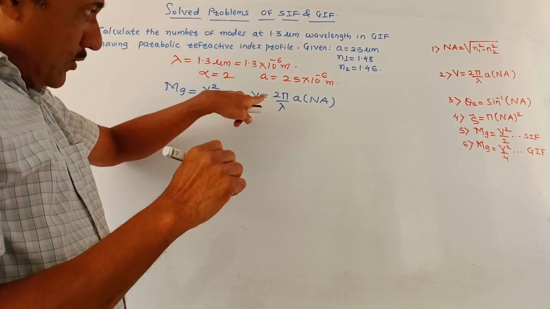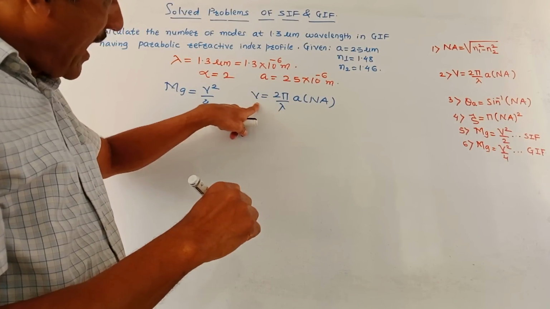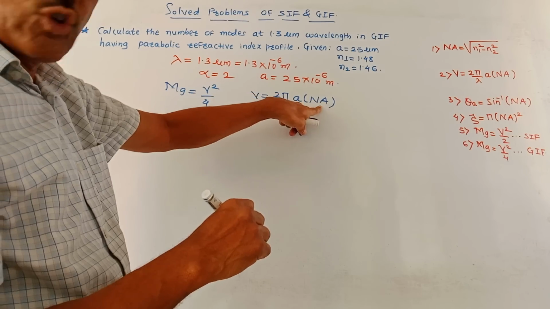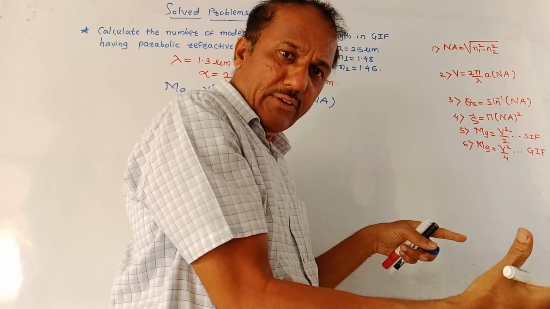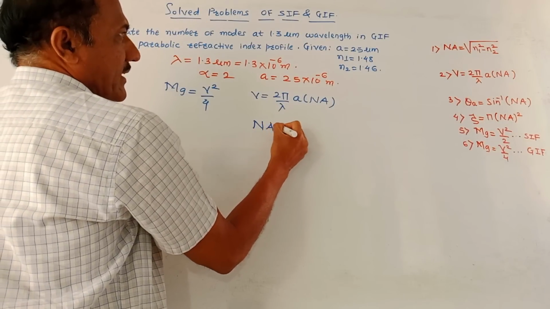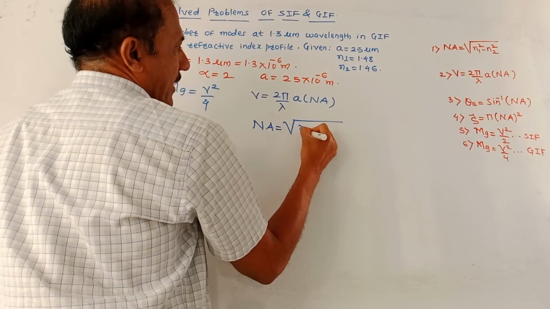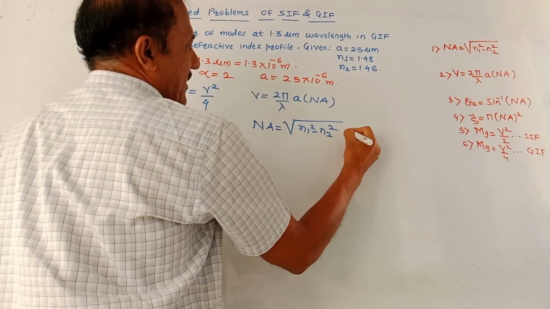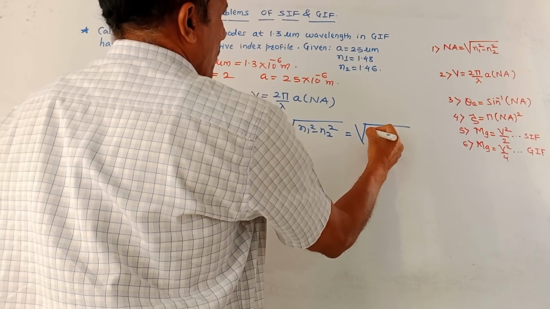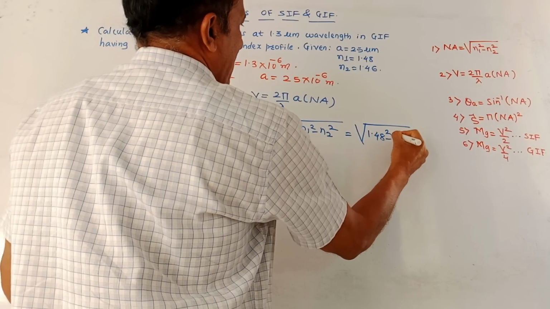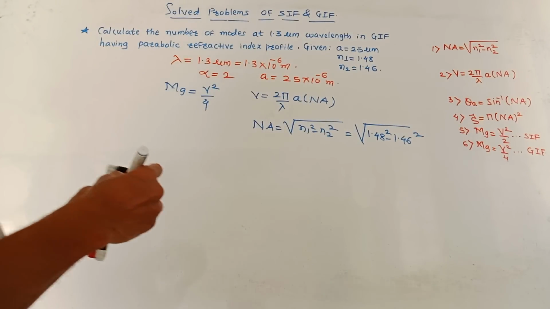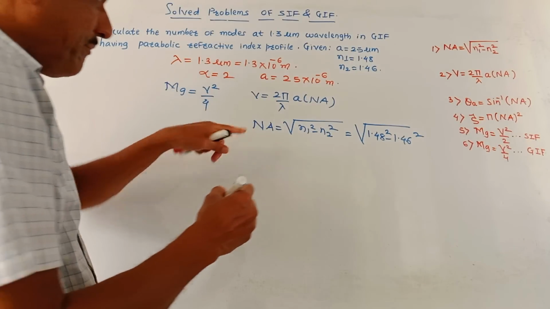Now, to calculate the value of V, I have the value of lambda given in the question, then A is also given. NA is not given, so I need to calculate the value of NA. NA is given by this first formula. So let us first calculate NA, that is square root of n1 square minus n2 square. So simply put in the values. So it is square root of 1.48 square minus 1.46 square. So if you solve this, you will get the value of NA.